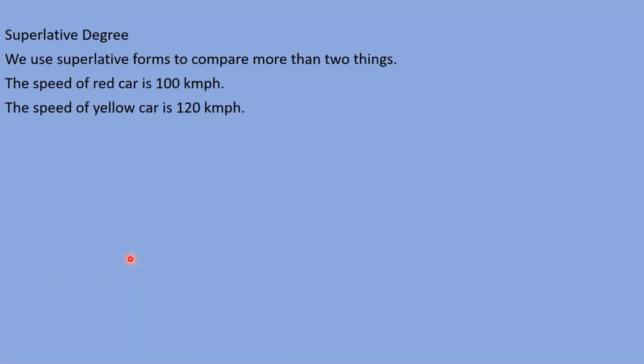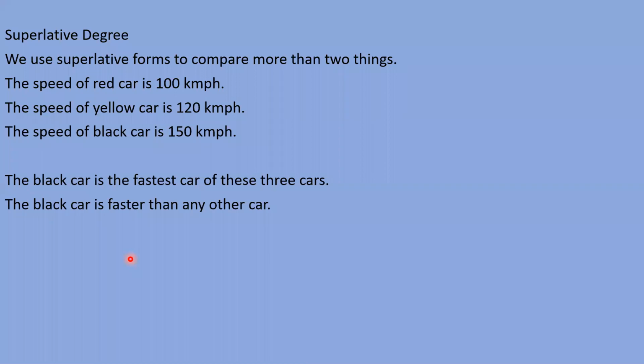Okay. About superlative degrees, I told you, you can use superlative degrees when you have to make a comparison between more than two things. Like three cars are there: red car speed 100 kilometers per hour, yellow car 120, black car 150. So the comparison is of three cars. So we can use the superlative degree here, like the black car is the fastest car of these three cars. Remember this, whenever you have to do comparison indirectly with the help of selection, then you have to use the superlative degree. Otherwise, with the comparative degree also you can make comparison, like you can say the black car is faster than any other car, right?